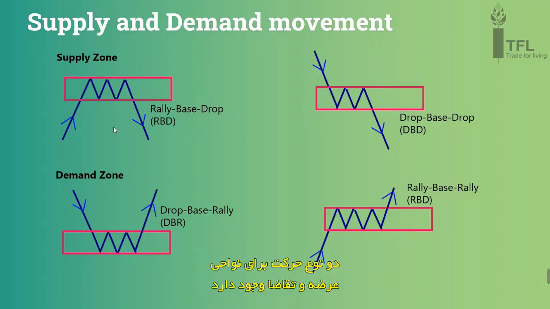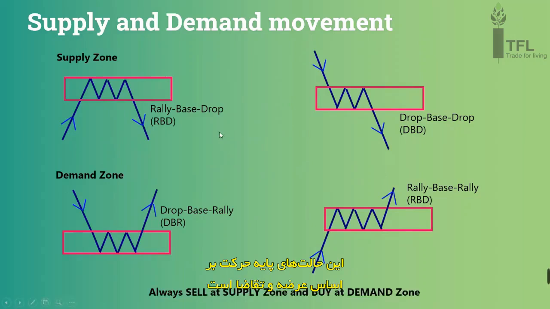There are two types of movement for the supply zone and demand zone. For the supply zone, it will be a rally base drop, we call it RBD, and drop base drop. And of course, for the demand zone, it is a drop base rally, and a rally base rally. So this is the basic movement of a supply and demand zone. And of course, we always say that we sell at the supply zone and buy at the demand zone.